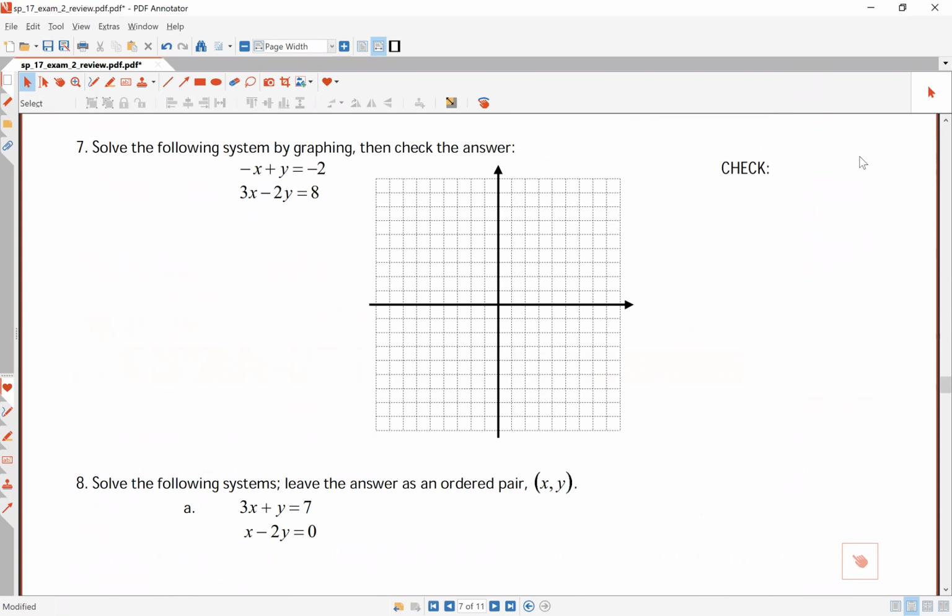To solve this by graphing, we write both of our equations in slope-intercept form. I add x to both sides, and I have y equals x minus 2. Go down to -2 and go up 1 and over 1.